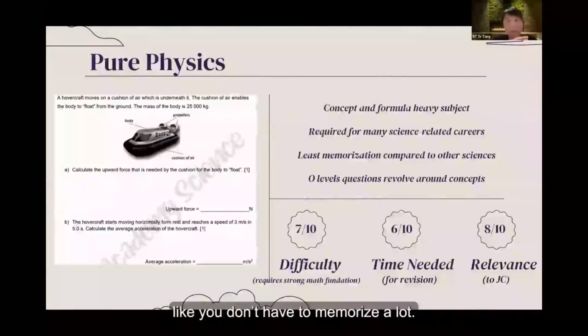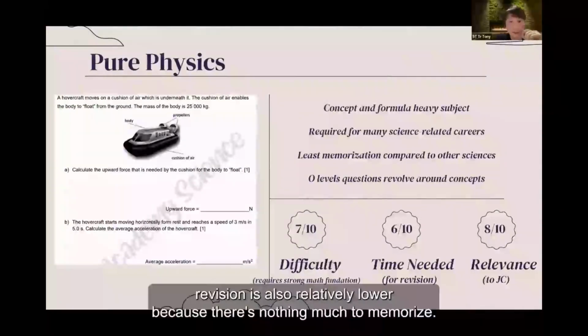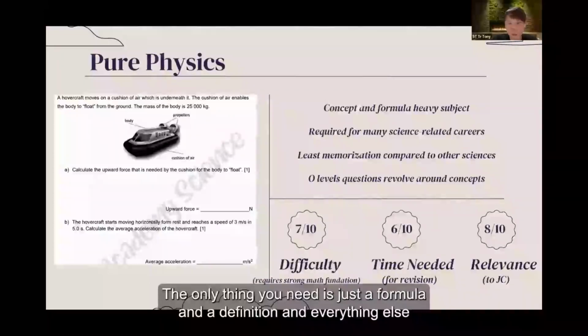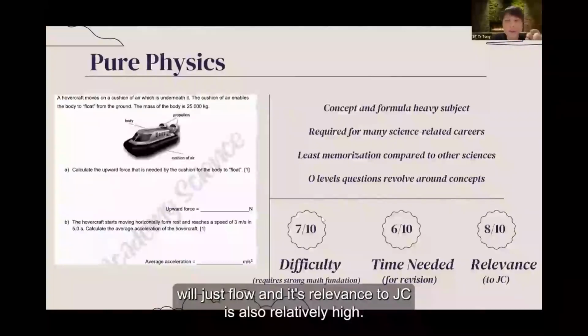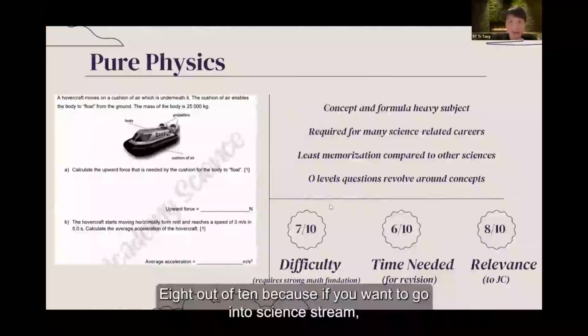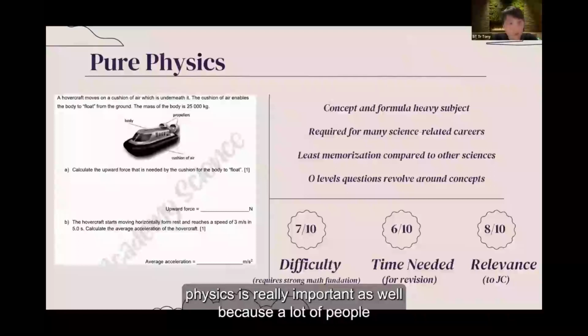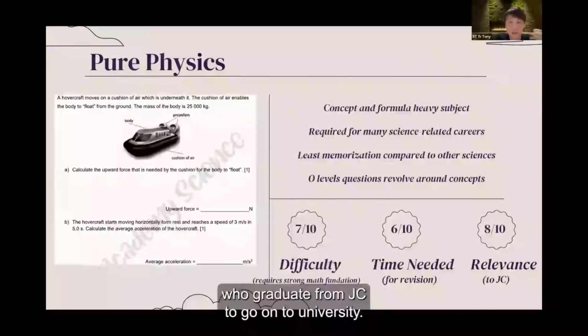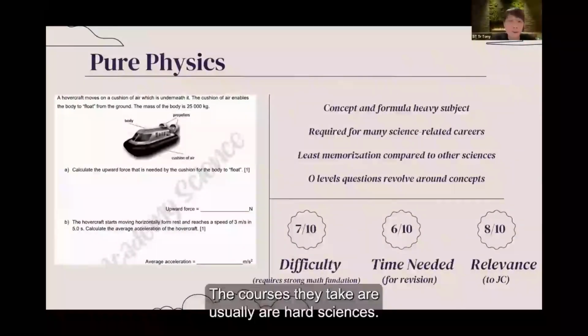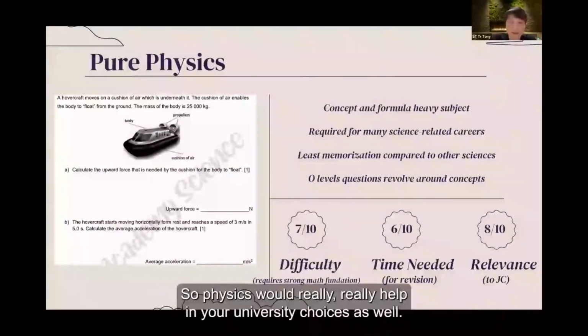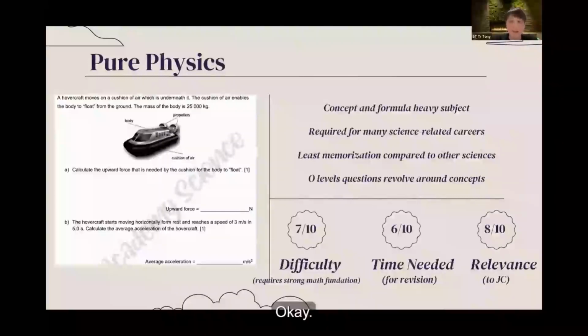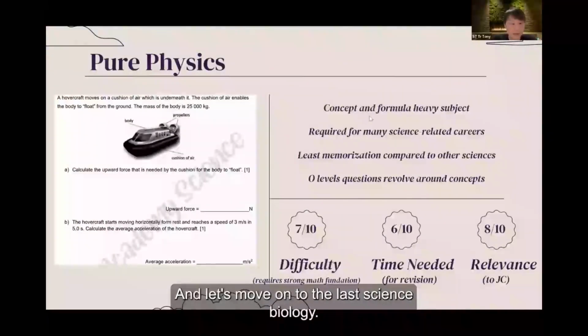Like you don't have to memorize a lot, and therefore, as a result, the time needed for revision is also relatively lower because there's nothing much to memorize. The only thing you need is just a formula and your definition, and everything else will just flow. Okay, and its relevance to JC is also relatively high, 8 out of 10, because if you want to go into science stream, physics is really important as well, because a lot of people who graduate from JC go on to university, the courses they take usually are hard sciences, so physics will really, really help in your university choices as well. Okay, and let's move on to the last science, biology.